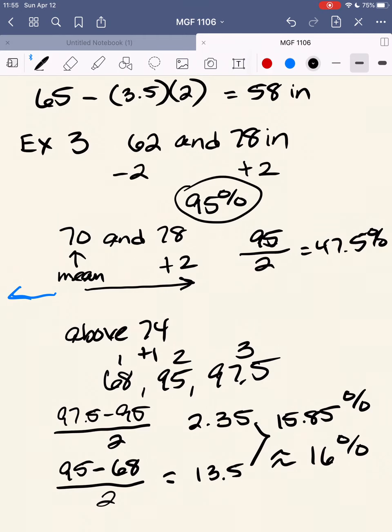Okay, and we're going to come back in the next video and talk about Z-scores and quartiles, and that will wrap this chapter up.